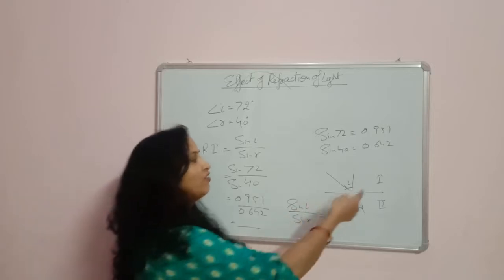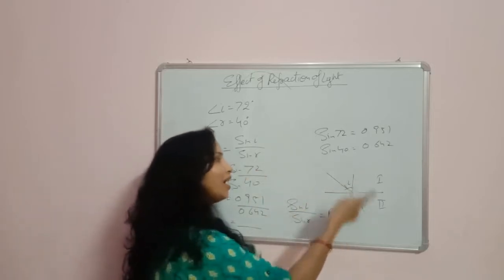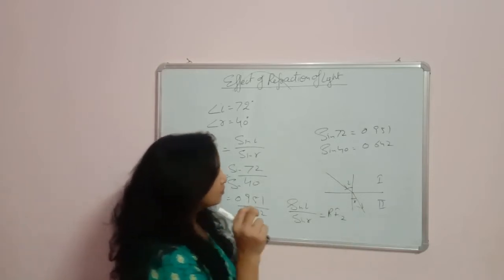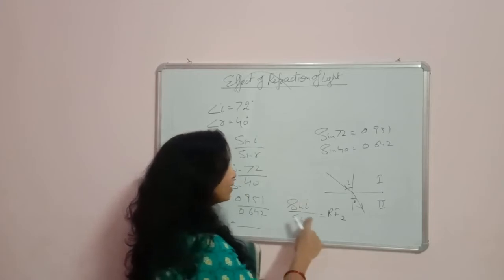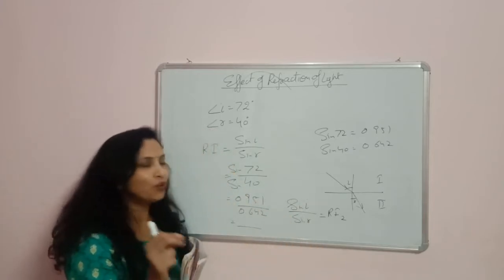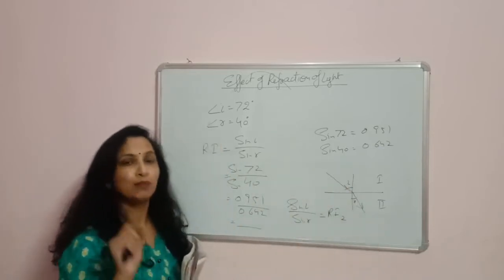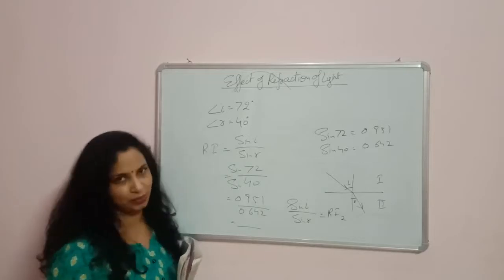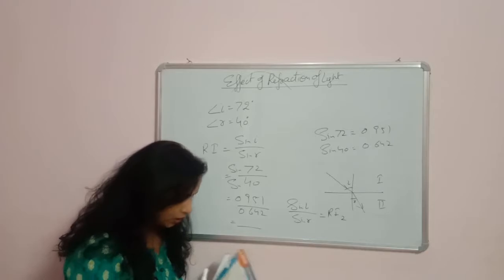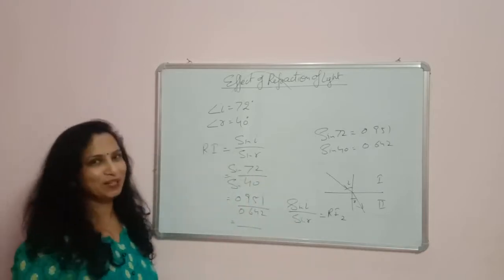And if you want to find the refractive index of medium 1 with respect to 2, what will you do? You will write sin r upon sin i. So it means you will use the angle of the medium in the denominator of which you have to find the refractive index. आपको जिसका refractive index निकालना है, आप उसके एंगल को हमेशा डिनोमिनेटर में डालेंगे, तो आप निकाल सकते हैं उस मीडियम का refractive index.